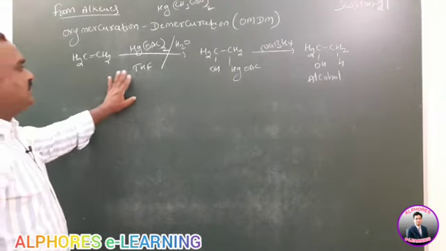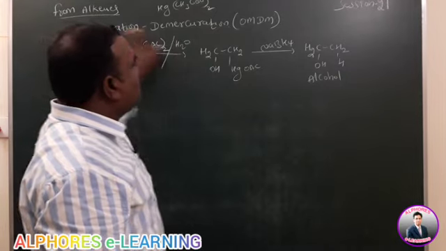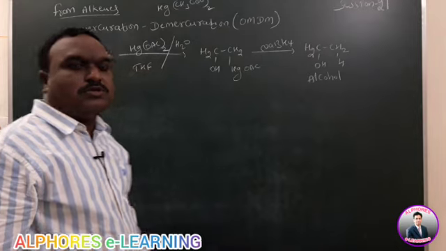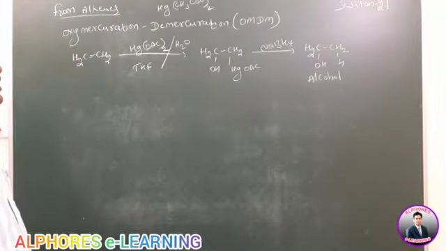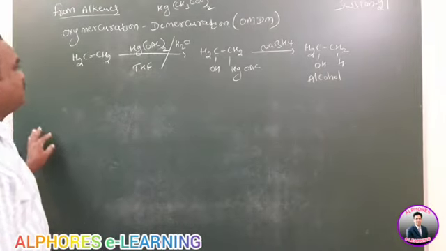The first step, the addition of mercury, is called oxymercuration. Removal of mercury is generally called demercuration. That's why this type of reaction is generally called oxymercuration and demercuration reactions.